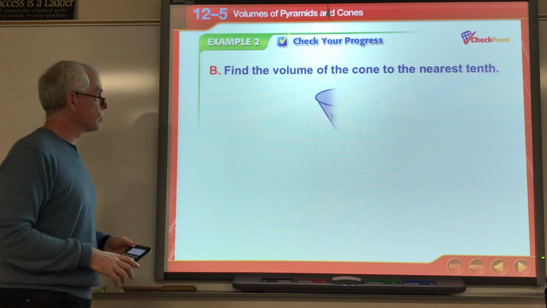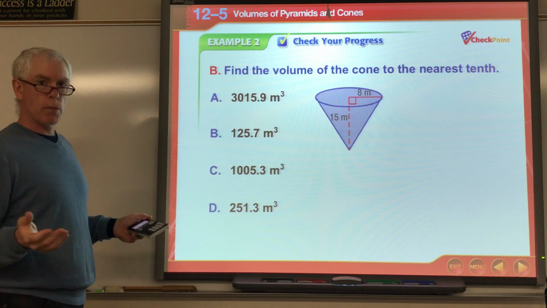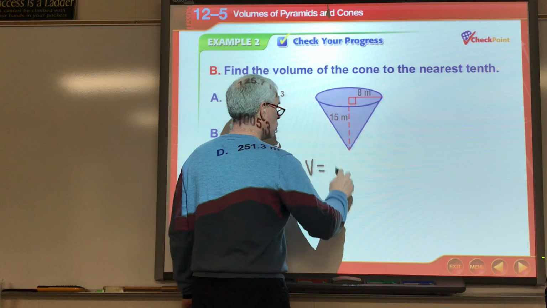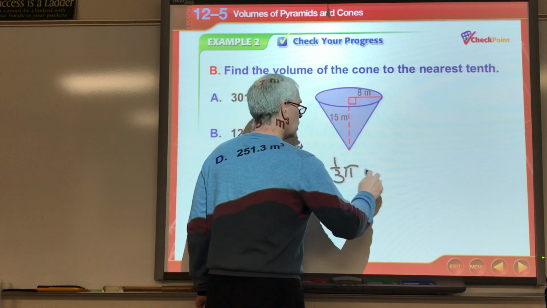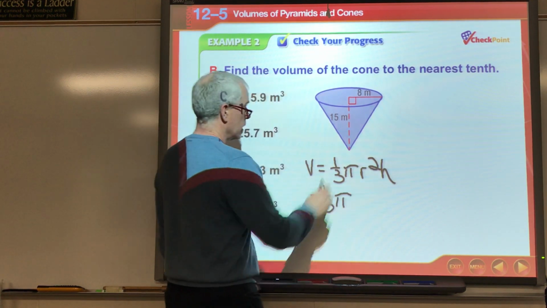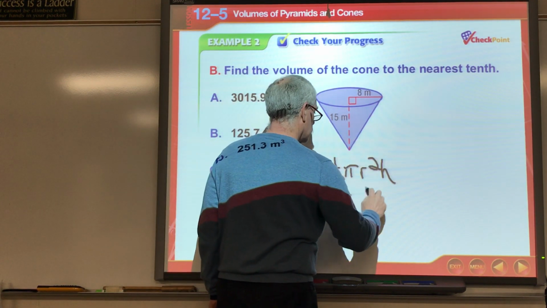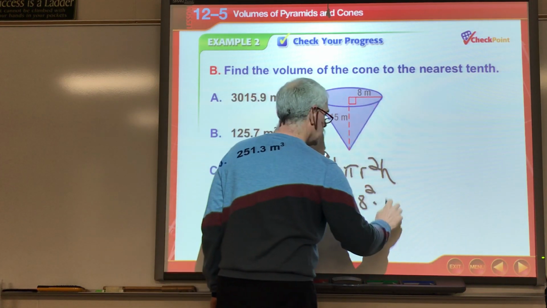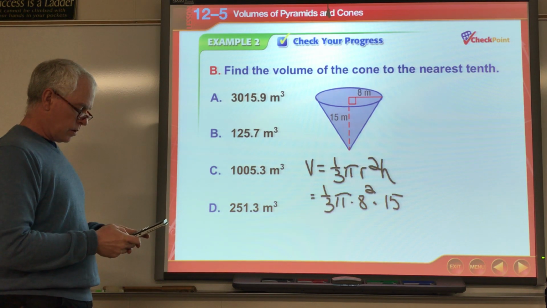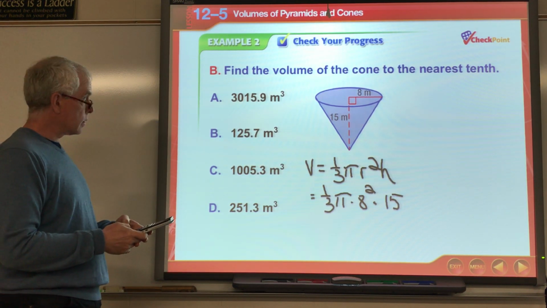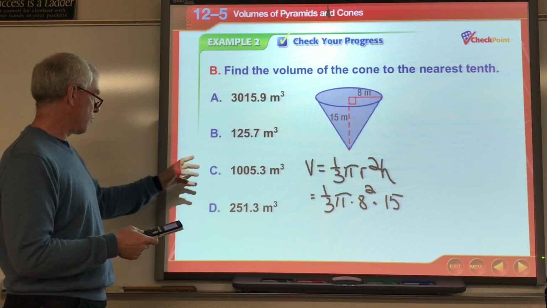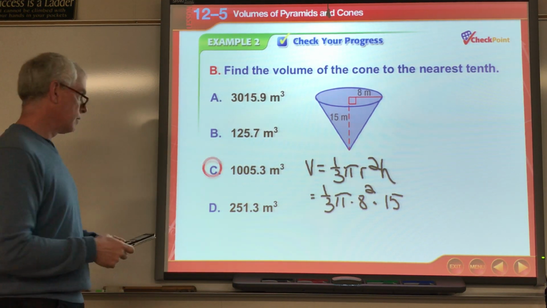Again, just recognizing the formula and where to put the variables, and other than that, it becomes pretty straightforward. So try one more. Okay, again, 1/3 pi r squared h. And for our example here, our radius is 8 and our height is 15. Okay, so let's see what we get. 1/3 times pi times 8 squared times 15. I get 1005.3. There it is.